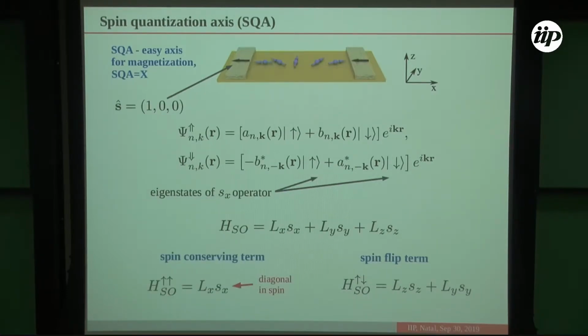Now what happens if we change the spin quantization axis along x? We inject spins being in plane. Now those states correspond to the eigenstates of the Sx operator, and the spin conserving term in the Hamiltonian is now Sx times Lx. You see that the spin part now couples to a different orbital part, and the spin flip term consists of the Sz and Sy terms.